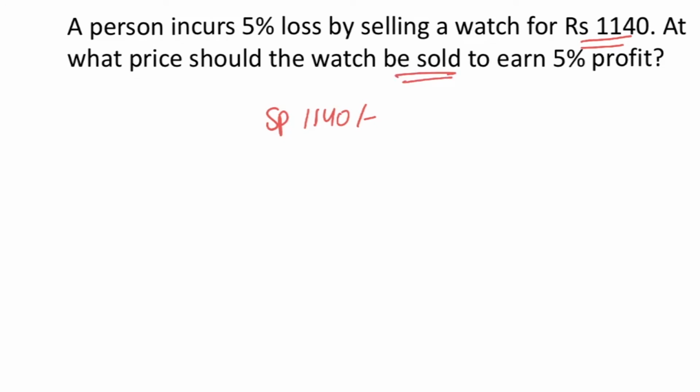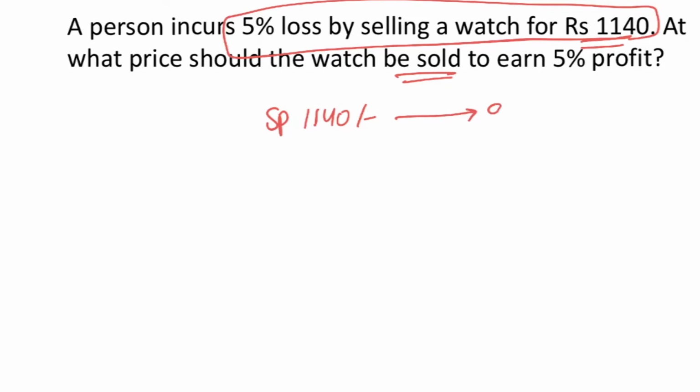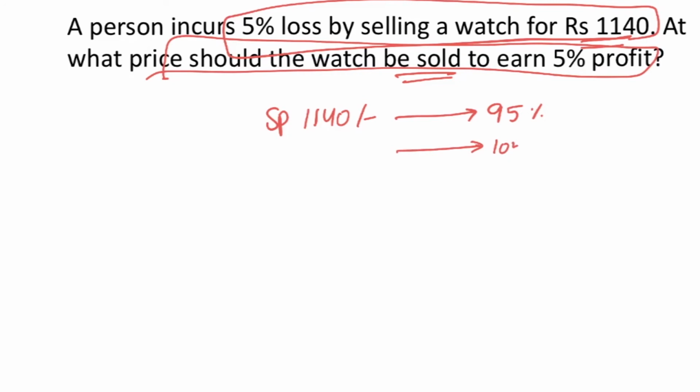See, here two conditions are combined. If it is sold at 1140, there is 5% loss. It is sold at only 95%, 5% loss. At what price should the watch be sold to earn 5% profit? To earn 5% profit, to make 105%, what should be the selling price? You can compare the two selling prices directly. Here there is no need of finding cost price. One selling price is given, the other selling price is required.